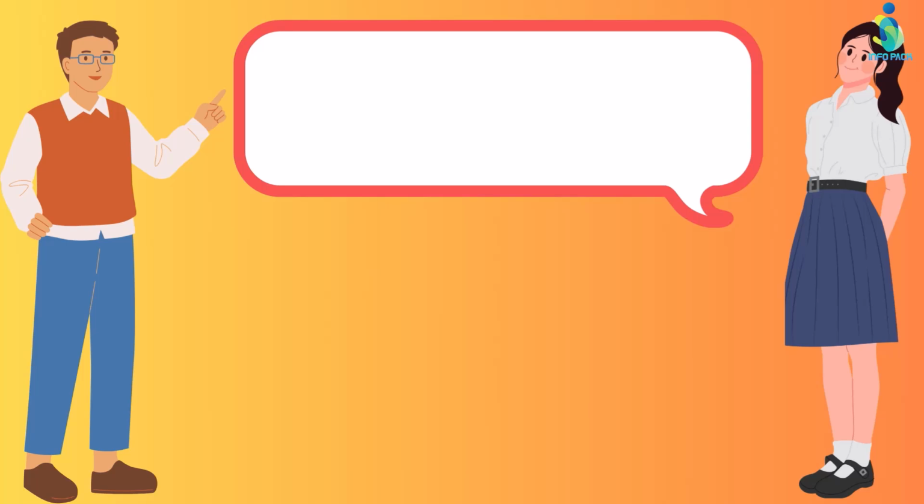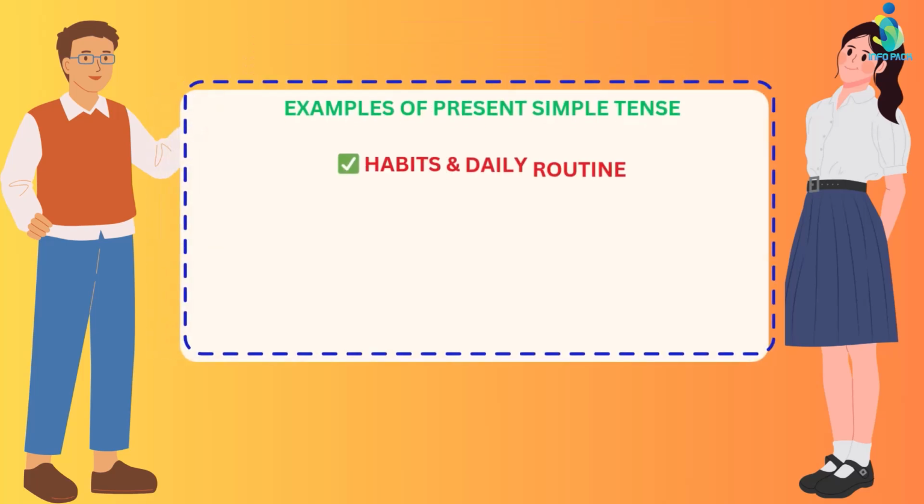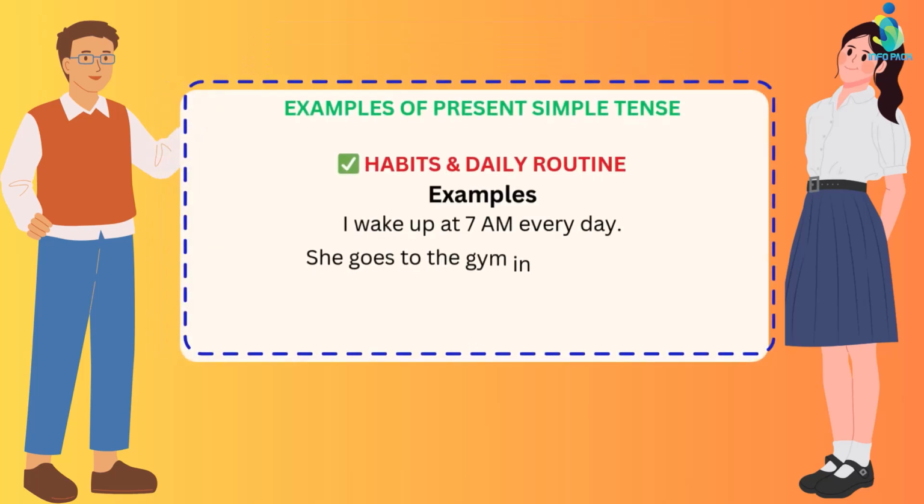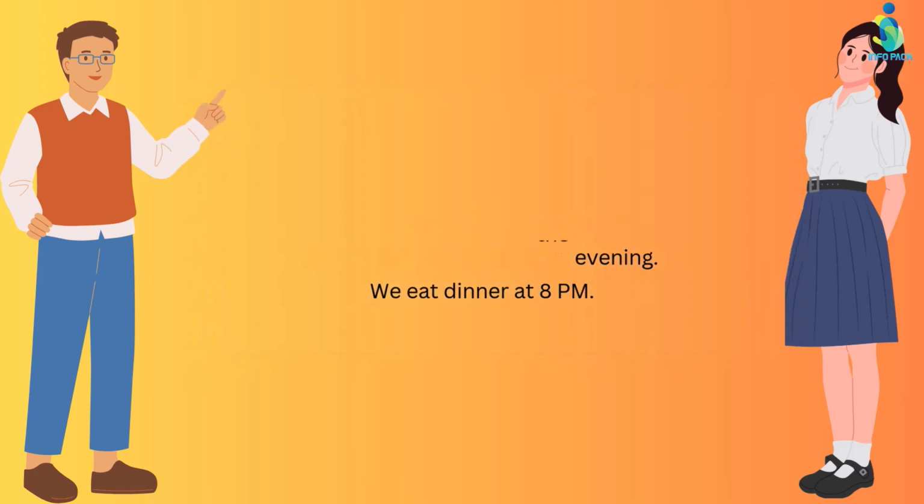Sure. Examples of present simple tense, habits and daily routine. I wake up at 7 a.m. every day. She goes to the gym in the evening. We eat dinner at 8 p.m.